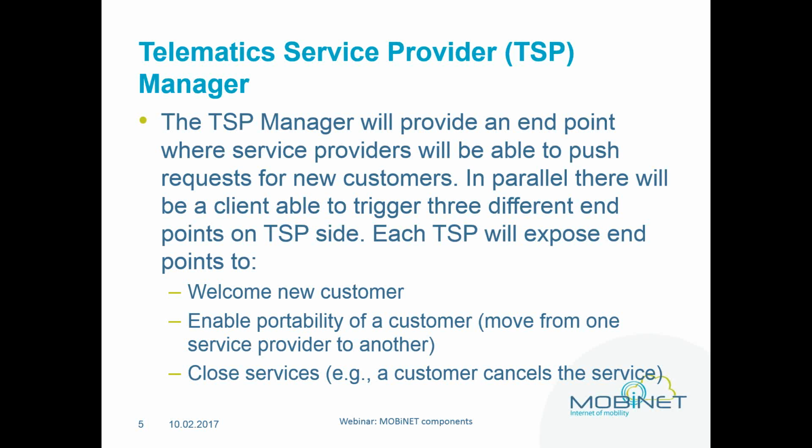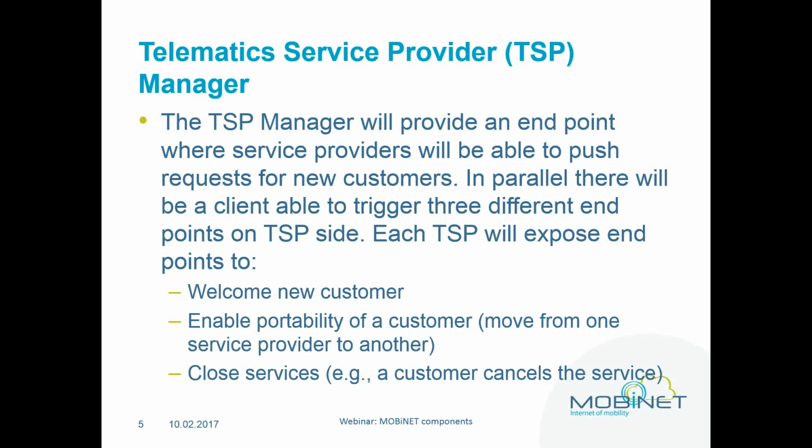In parallel, there's a client able to trigger 3 different points on the TSP side. So each telematic service provider will expose endpoints in their systems to welcome a new customer. So a new customer is signed up for insurance on my BMW Connected Drive system. I was able to send a message to that customer saying, welcome, these are the procedures that we're going to be using, etc. To enable the portability of the customer to move from one service provider to another, the telematic service provider does everything that's necessary to ensure that the new customer is now part of another service provider. And also very important, to be able to close services.